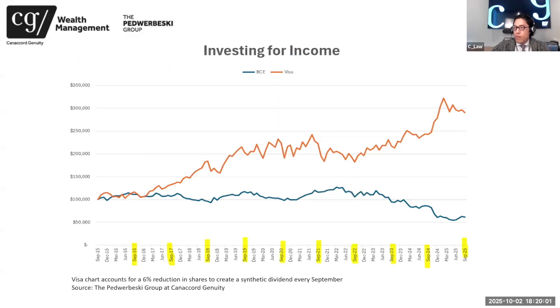But what's interesting is that if you track the share price over this period, we show that Visa has continued to grow, even with the 6% that we've sold every year to account for that synthetic dividend. In these highlighted areas, that's where we've sold our 6% to create the dividend.